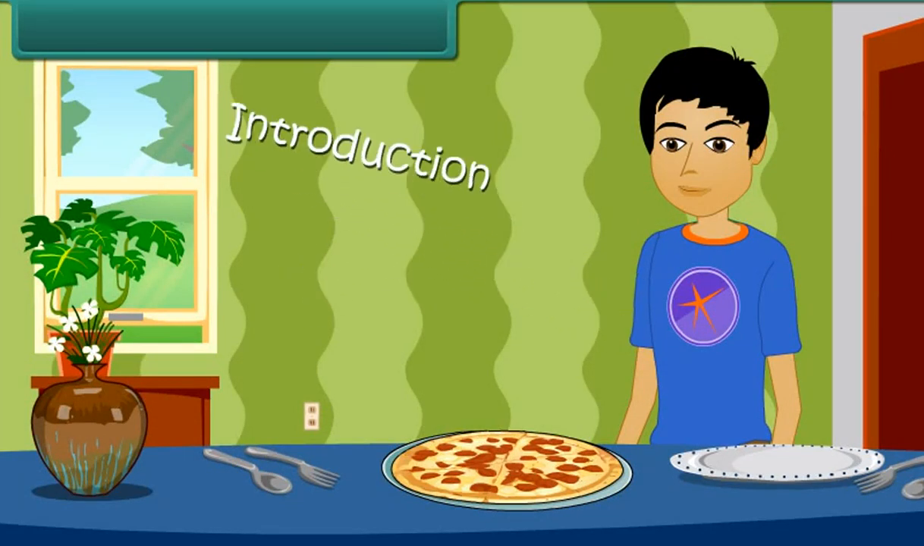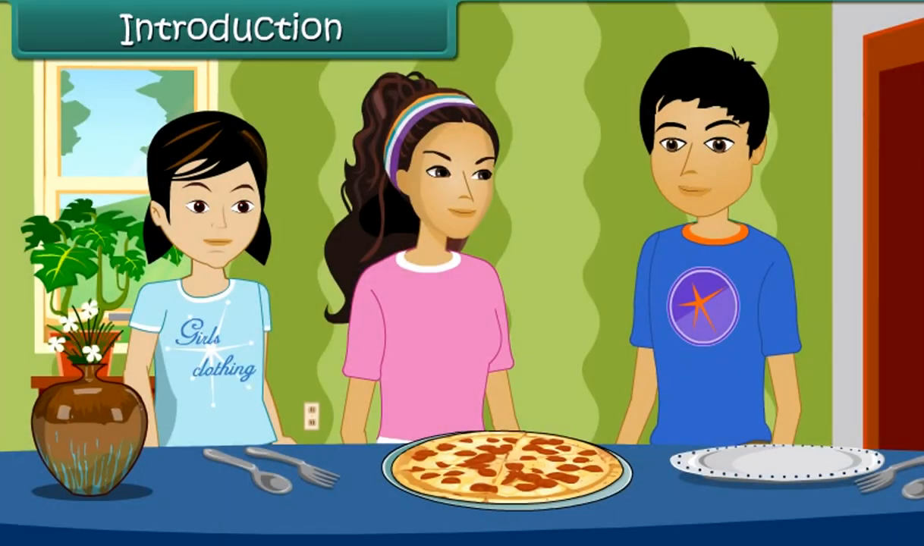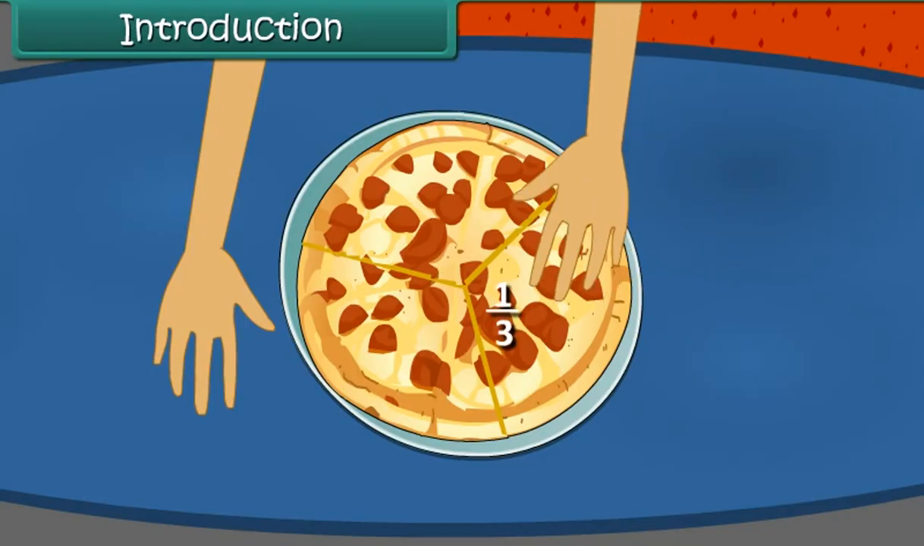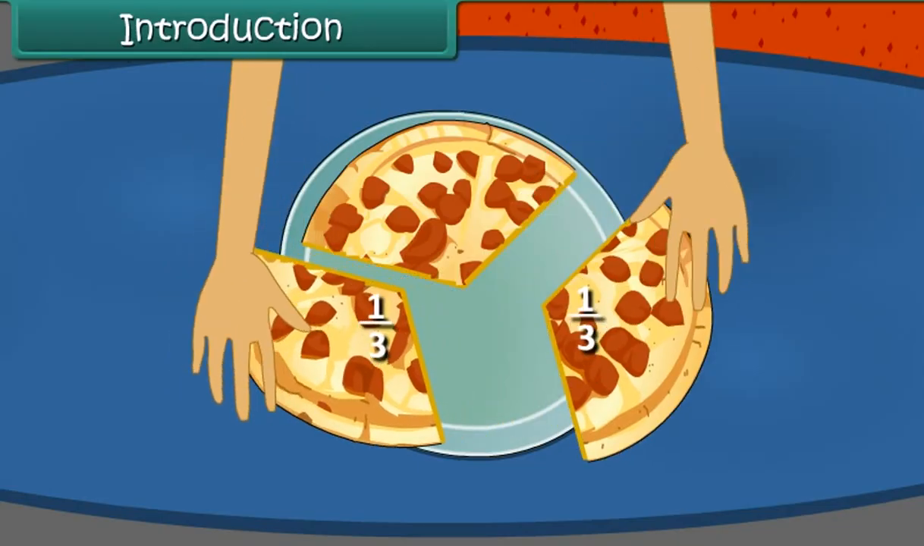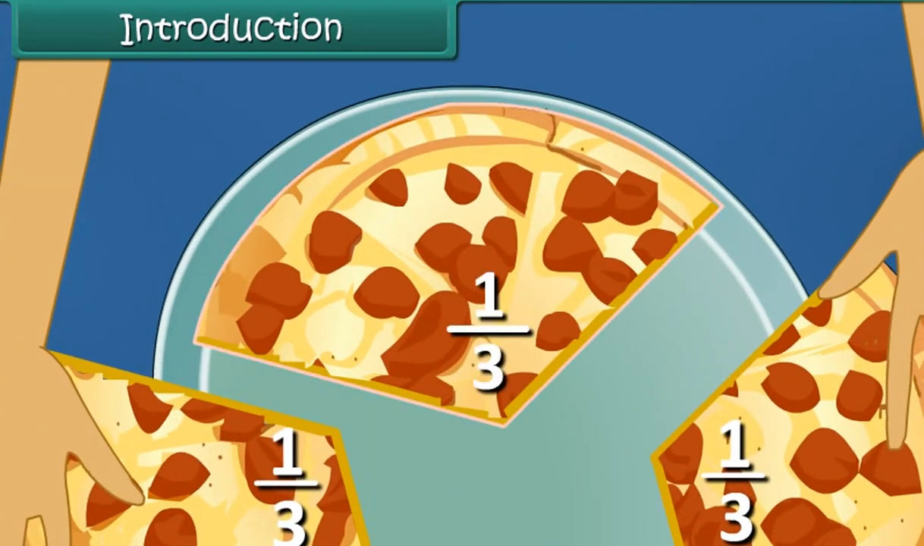Introduction. Suppose Rahul has a pizza. He has to share this with his sisters Rima and Nina. He has to give 1/3 of it to Rima and same to Nina. Then how much is left for Rahul? Come, let's learn how to calculate the remaining part of the pizza left with Rahul.